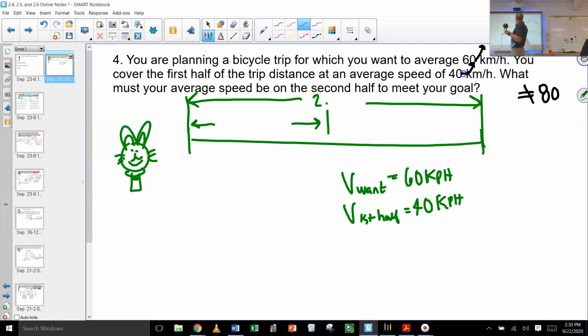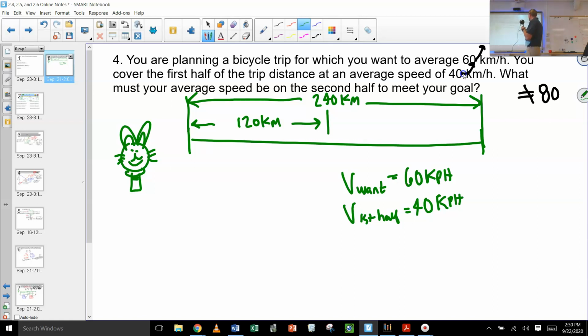Let's try that. 240 kilometers. That works with 60. And then half of 240 is 120. That's going to work with 40. So there's my magic number. I pick a nice distance. Again, you could pick 1 kilometer and your math is going to end up being the exact same as mine. But when I pick a few clever numbers to help me work with this problem, it makes it much, much easier.